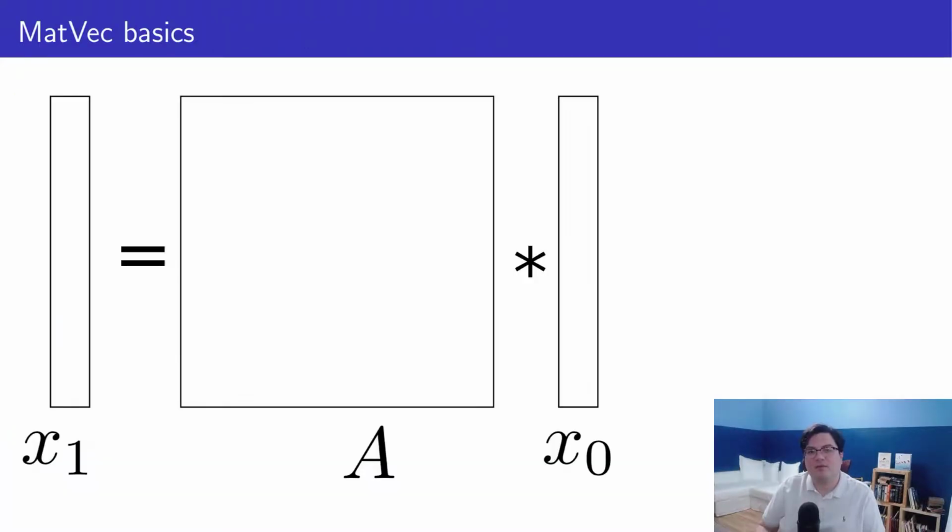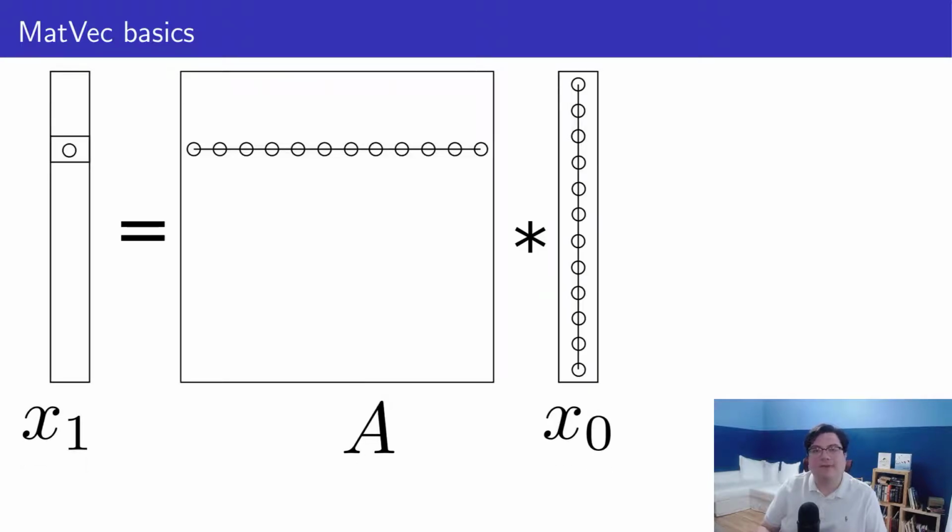In matvec, you have a square matrix A, and you have an input vector x0. We will call x1 the result of the multiplication of A by x0. A particular entry of x1 is obtained by computing the dot product of a row of the matrix with the vector. We multiply element-wise each entry of the matrix with an entry of the vector, and we sum the terms to obtain one entry of x1. With an n by n matrix, the sequential complexity is in theta of n squared.